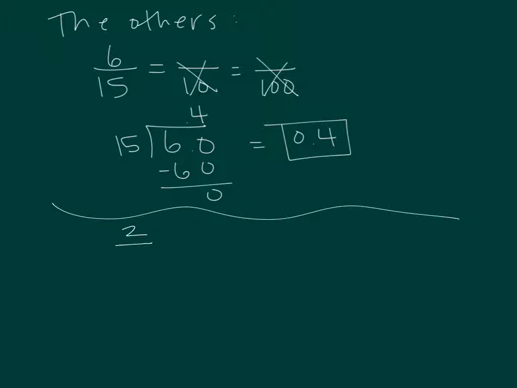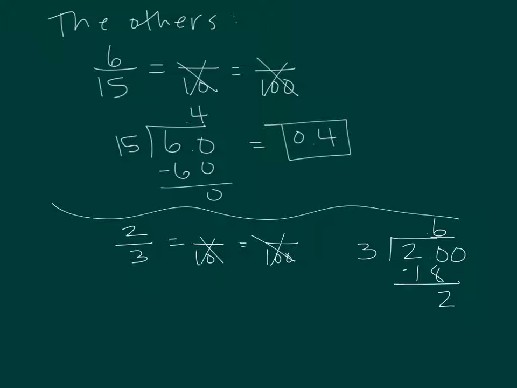Let's try 2/3. 3 doesn't go evenly into 10. It doesn't go evenly into 100. Numerator divided by denominator. Well, 3 goes into 20 6 times. That's 18. Bring your decimal straight up. 2 left over. Bring another 0 down. See what happens. Oh, 3 goes into 20 6 times. That's 18. Oh, it's 18 again. 2 left over again. Add a 0, 20 again. This 6 is repeating. That means 0.6 repeating is our answer.